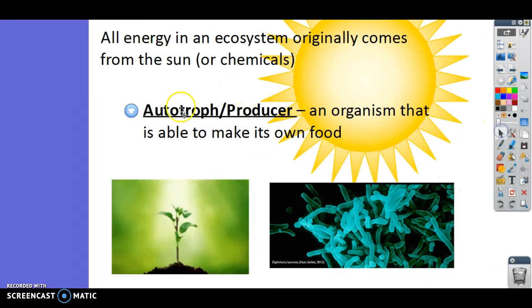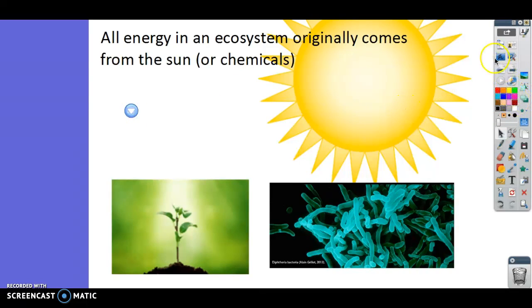So all energy, where does this energy come from then if we're transferring energy in a food web? The energy comes from the sun, okay? Now, I put in parentheses here, or chemicals. So we know that plants can do photosynthesis, right? So they can get energy from the sun. They don't have to eat other things. That's why plants don't have mouths, all right?